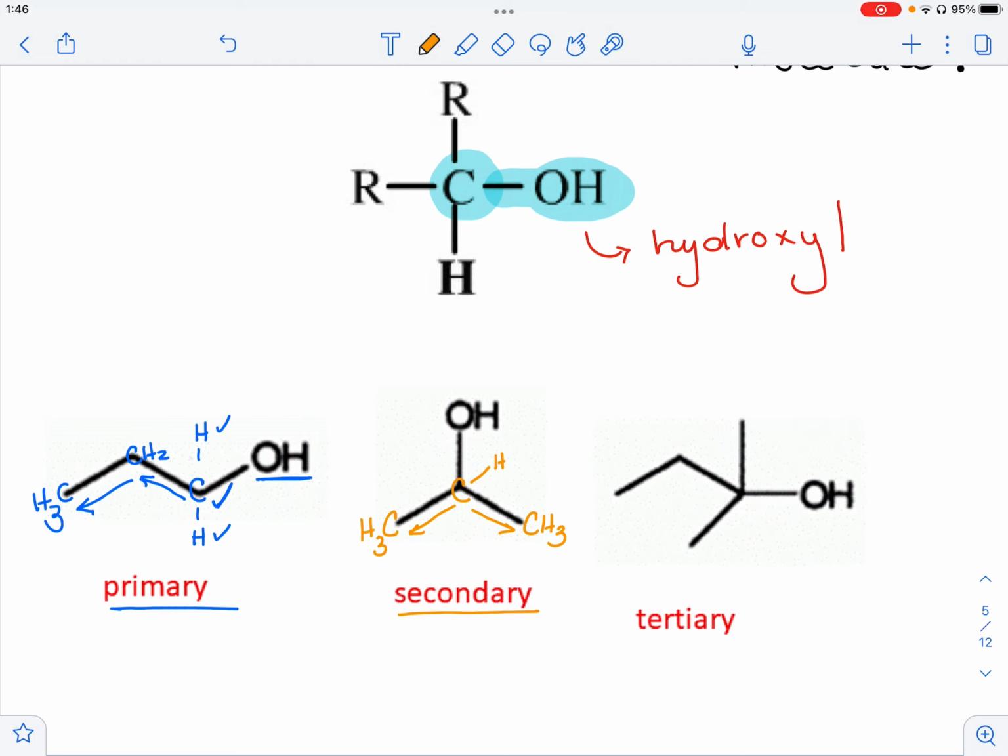Lastly, we can have alcohols that are considered tertiary. And when it comes to a tertiary alcohol, understand that the carbon atom that is holding the OH will be bonded to three separate carbon chains. In the example that we have here, it is bonded to a CH3, it is bonded to a CH3, and it is bonded to a CH2 that is bonded to a CH3. So you can see by looking at the arrows that the carbon that is holding the OH is bonded to one carbon chain, two carbon chains, and three carbon chains. And that's what makes it tertiary.